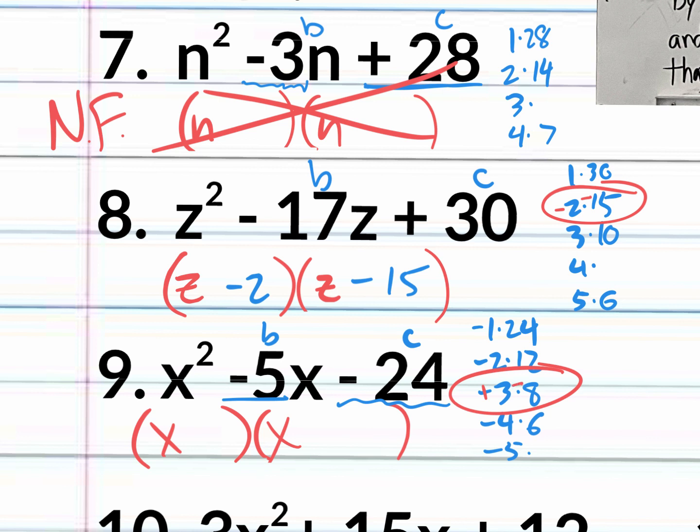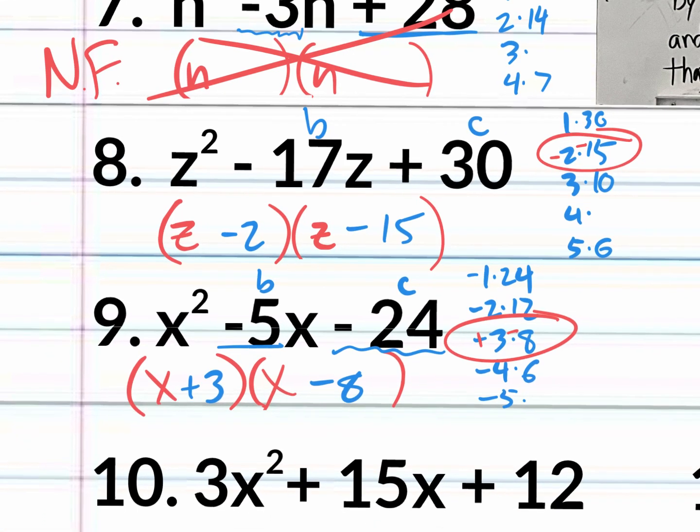You're not always going to change it. It just depends on the sign of the middle term, right? So right there, we had to change them. All right, anyway, we're going to have x plus 3 and x minus 8. There it is. It's factored. So I hope you guys understand that.